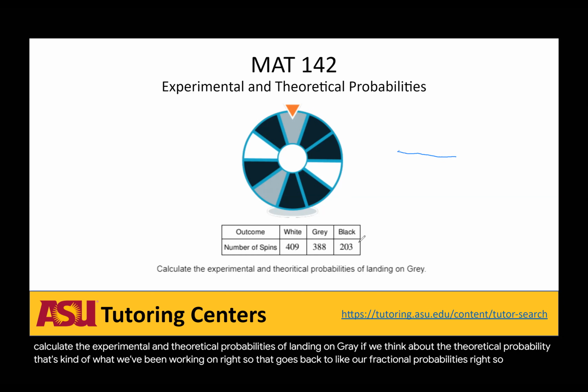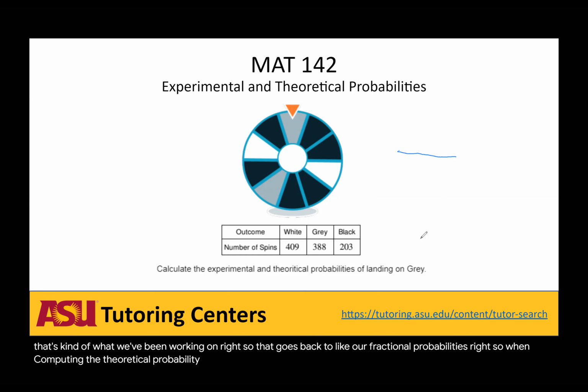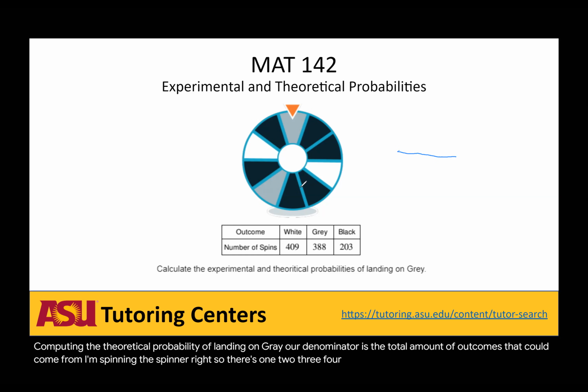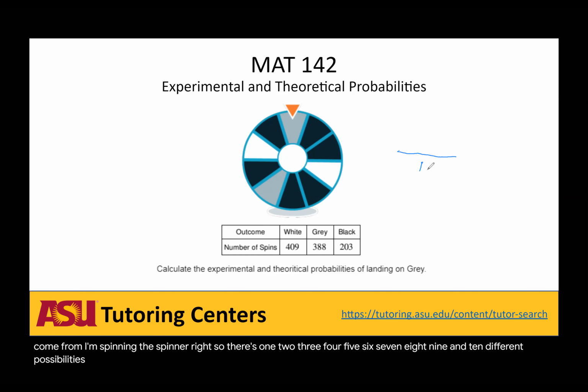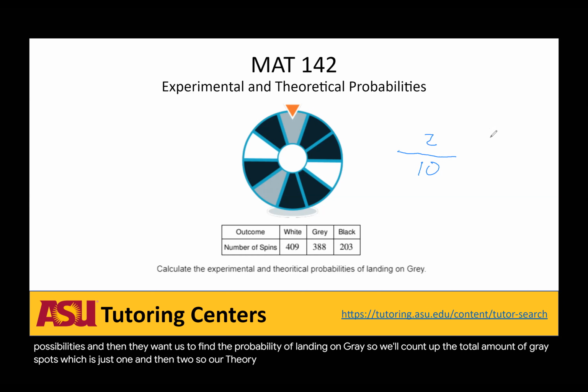When computing the theoretical probability of landing on gray, our denominator is the total amount of outcomes that could come from spinning the spinner. So there's 1, 2, 3, 4, 5, 6, 7, 8, 9, and 10 different possibilities. Then they want us to find the probability of landing on gray. So we'll count up the total amount of gray spots, which is just 1 and then 2. So our theoretical probability of landing on gray is 0.2, or 20%.